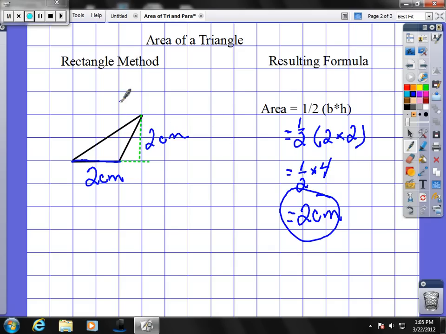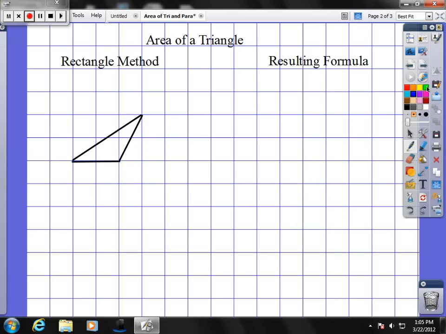So again, you have a rectangular method, which is the first time I've seen it. I kind of like it because it's easy to see and envision. Or you can use the equation, which I really like. I think that's a lot easier to use: 1/2 the base times the height. So that is the area of a triangle.